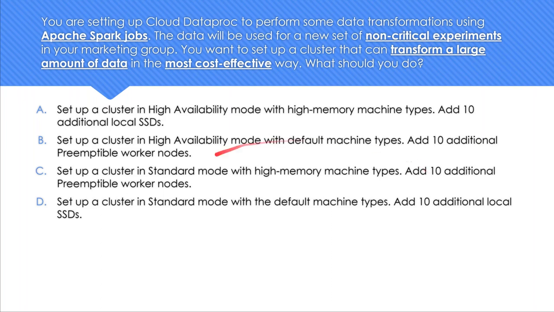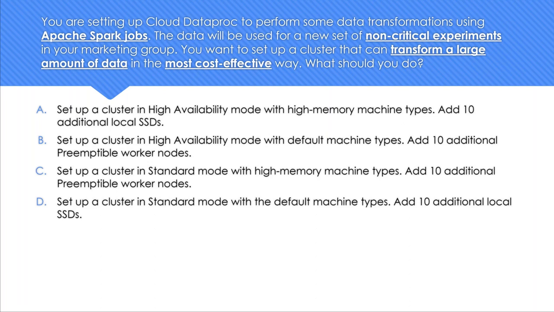Let's explore that also. Set up a cluster in standard mode with the default machine type. The default machine type is usually N1 standard 4, something of that sort. And add additional local SSD disk. If they had mentioned that it is for some input output transforms, all those kinds of things, maybe a local SSD could have been better. What they have mentioned is only a Spark job. By default, Spark jobs are always memory intensive. So for that, high memory machine types are always good.